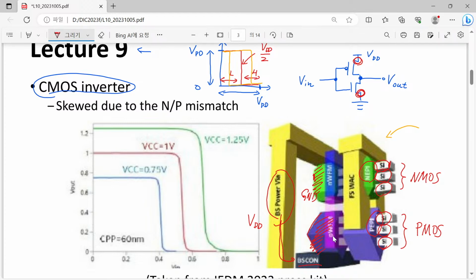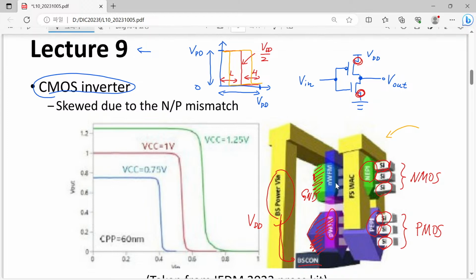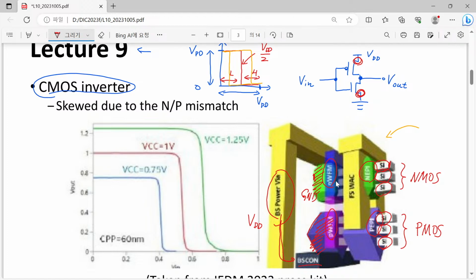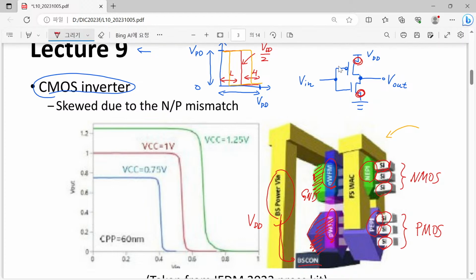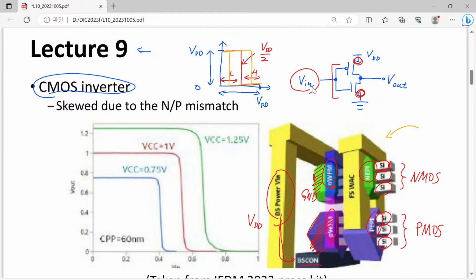And here we have a purple region and a blue region. Although we have different names like P-type work function metal and N-type work function metal, both of them are just metals and they are connected to each other. You can see that there is no dielectric separating them. So you can easily understand this one and this one are connected to each other. What is it? This is actually corresponding to our input voltage.